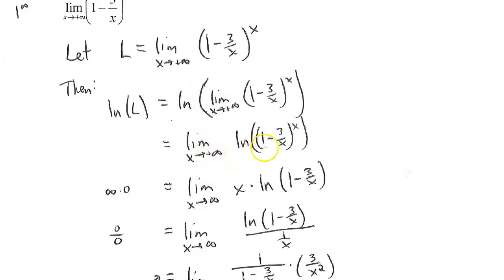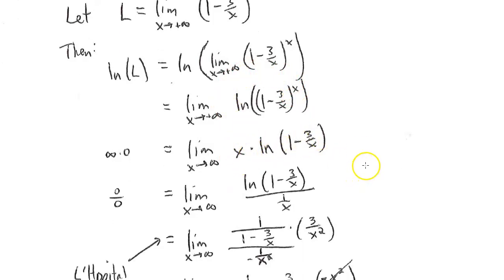The whole point of doing the natural log is so that we can do this next step where we bring this x out front. We make the exponent out front, get rid of the x as an exponent and bring it out front where we're multiplying. So we have x times natural log of 1 minus 3 over x. Notice as x goes to infinity, again, 3 over x goes to 0, so 1 minus 0 is 1, and natural log of 1 is 0. So as x goes to infinity, we have an infinity times a 0. That's another indeterminate form.